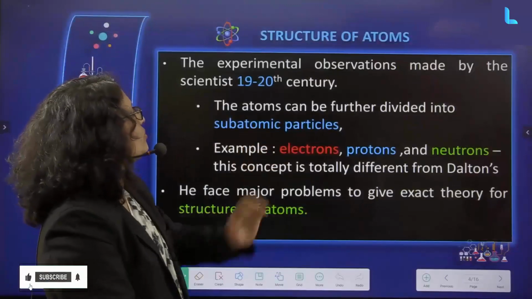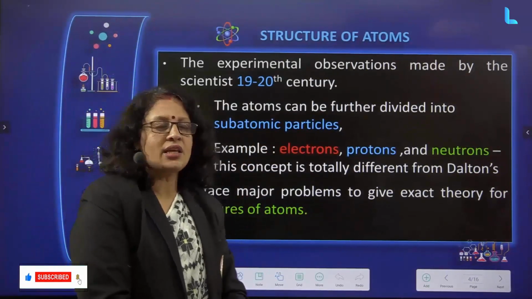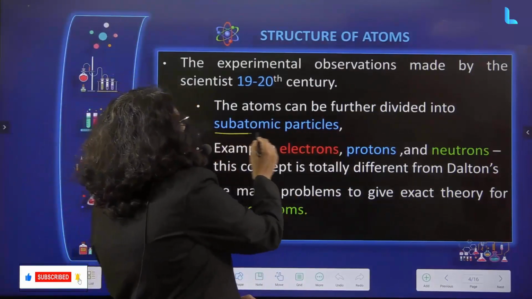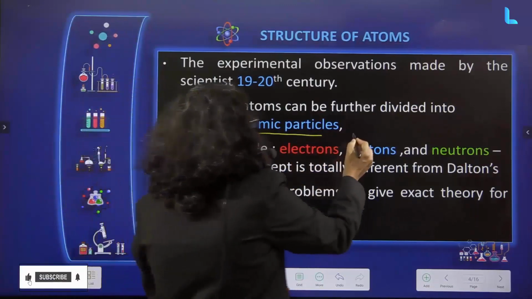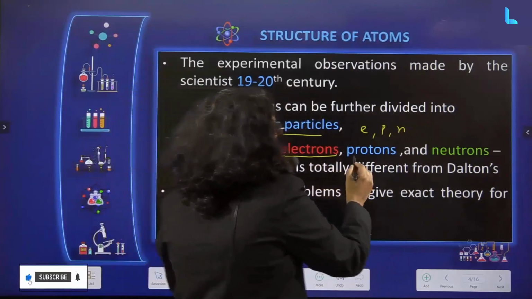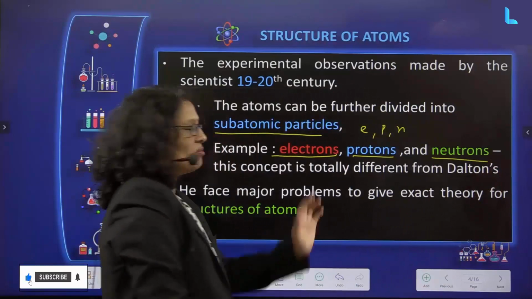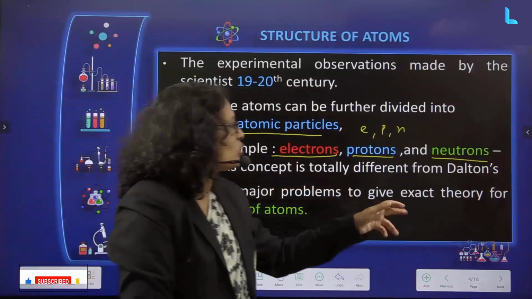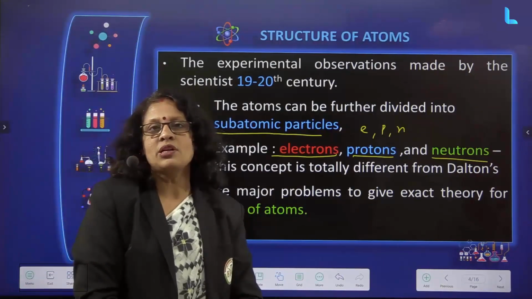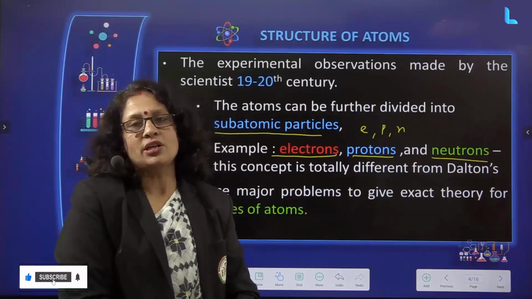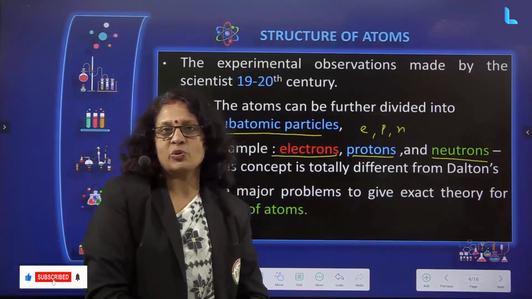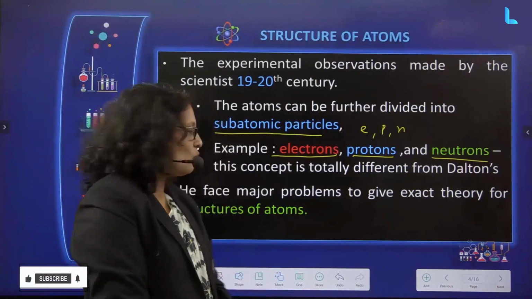According to experimental observations made by scientists in the 19th and 20th century, atoms can be further divided into subatomic particles. What are the subatomic particles? Electron, proton, neutron. We are seeing here the example of electrons, protons and neutrons, which I have written symbolically. This concept is totally different from Dalton's concept, because Dalton's concept was that atom is indivisible, but there are divisions. There is a nucleus which has proton and neutron, and there are particles moving around that in specific orbits, that is called electron. So let's discuss that.